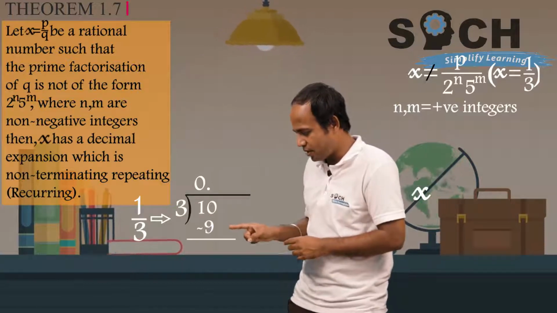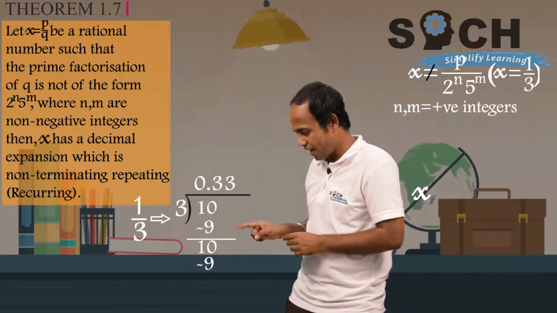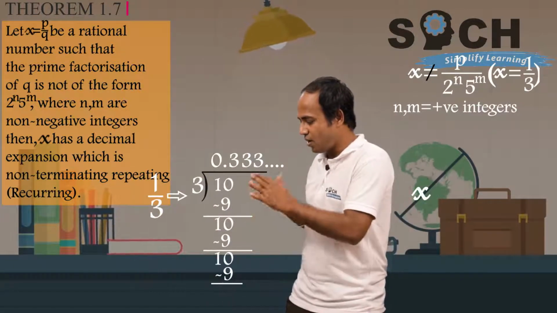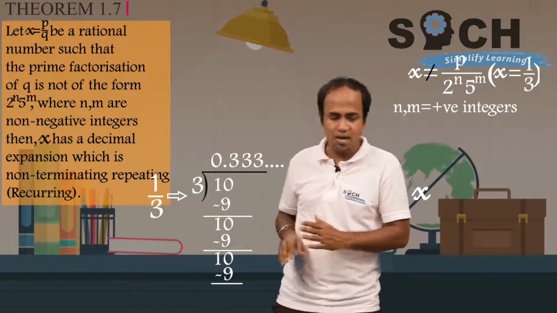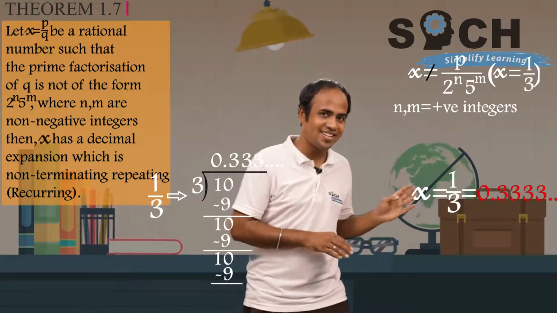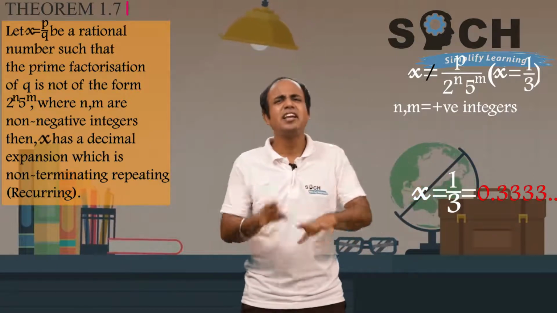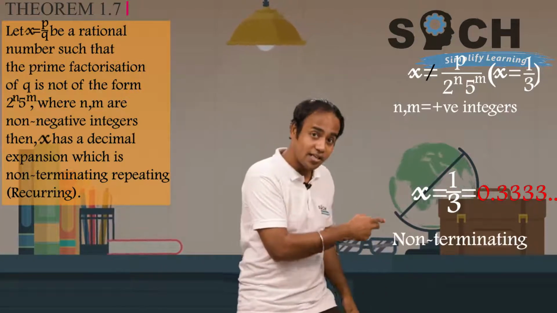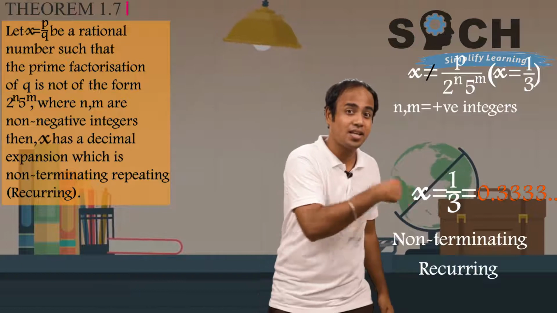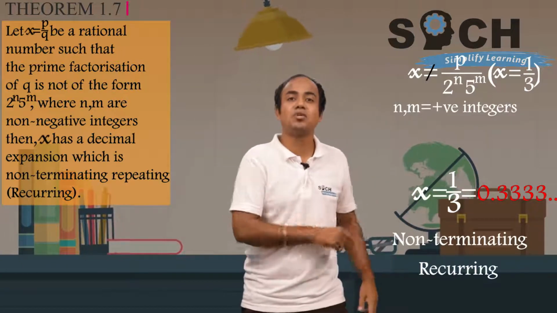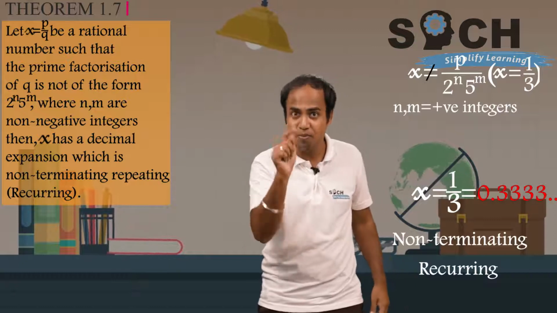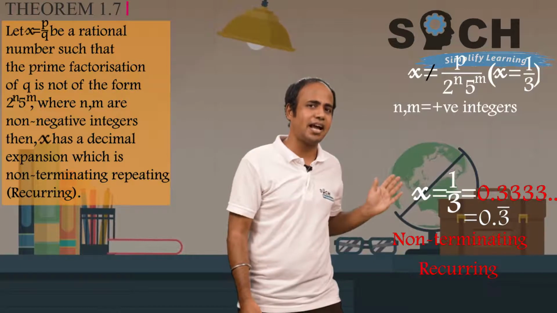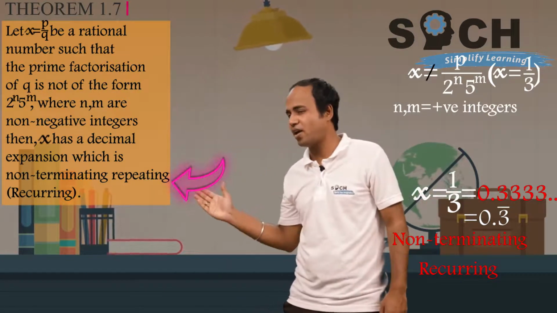So this is 0.0, 3 3s are 9, again 1, again 0, 3 3s are 9, again 1, and it keeps on going. Therefore 1 by 3 is 0.333 dot dot dot. It is never ending, that is non-terminating, and this 3 is getting repeated. 0.3333 बार बार आ रहा है, recurring, repeating. So 0.333 is 0.3 bar. It is known as repeating, and therefore it is non-terminating and recurring as per our theorem, right?